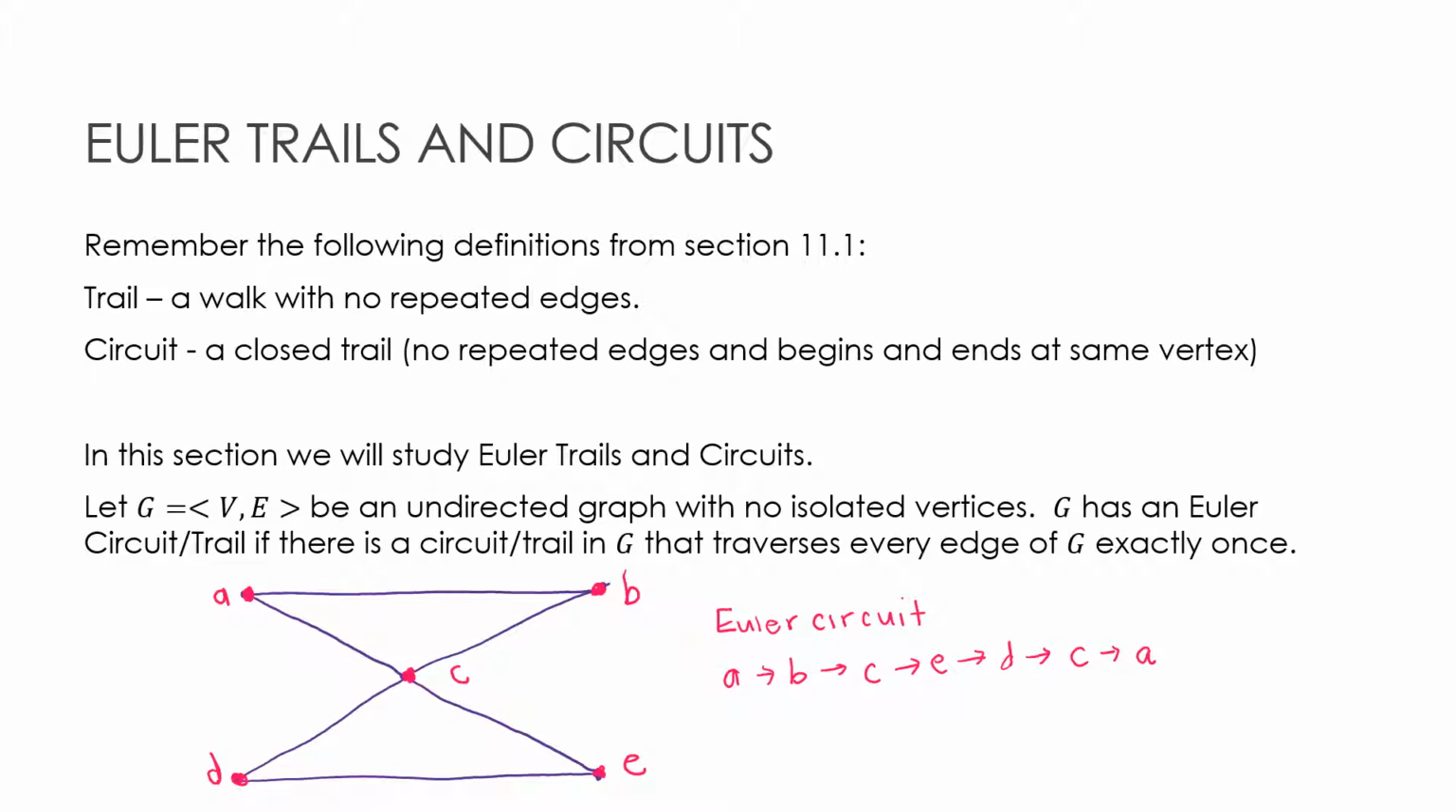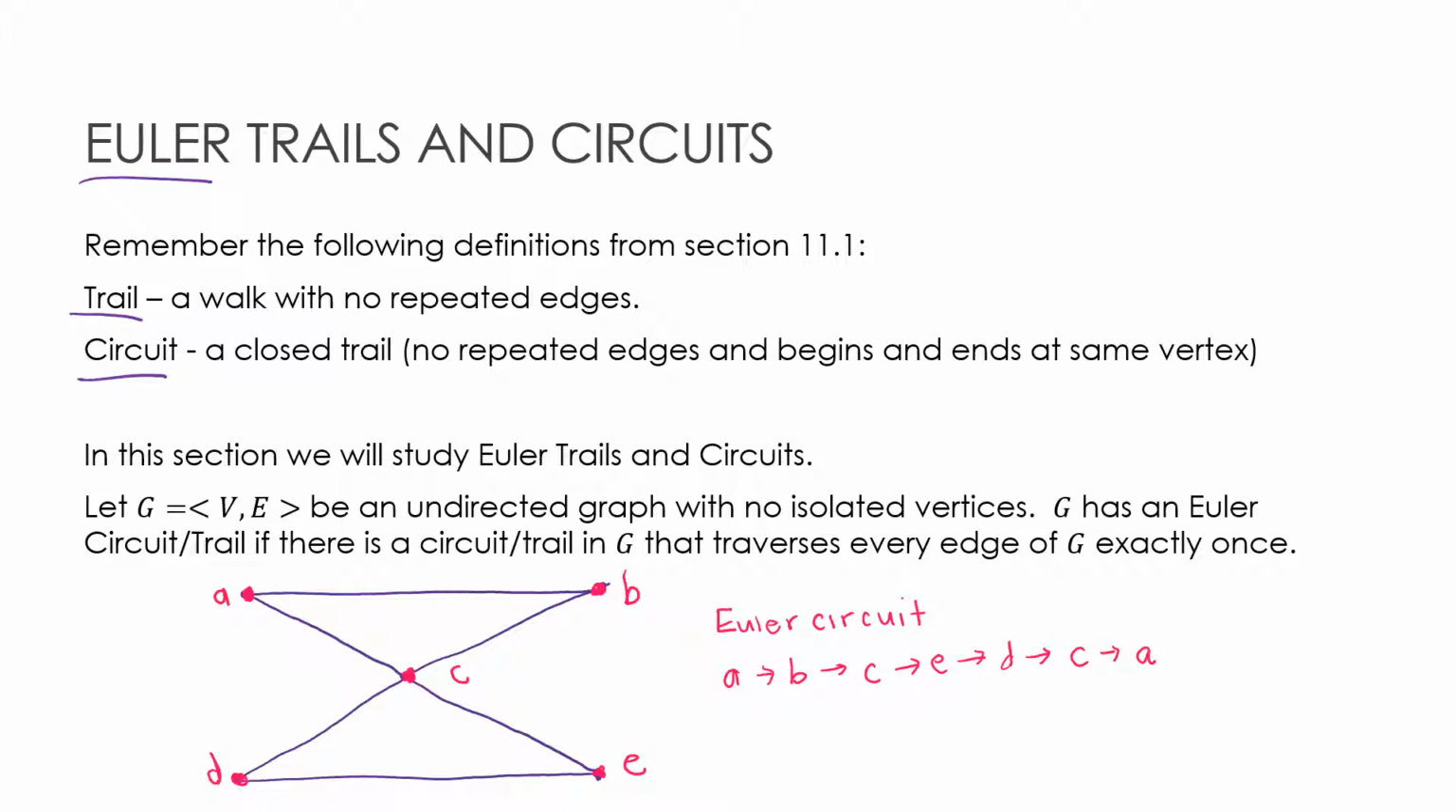So this is a video on Euler trails and circuits, and I've spent about 12 minutes talking about anything but Euler trails and circuits, so maybe we should get down to it, huh? Let's think back to 11.1 when we learned about the definitions. What's a trail? What's a circuit? A trail is just a walk where we haven't repeated any edges, and a circuit is a trail where I begin and end at the same vertex.